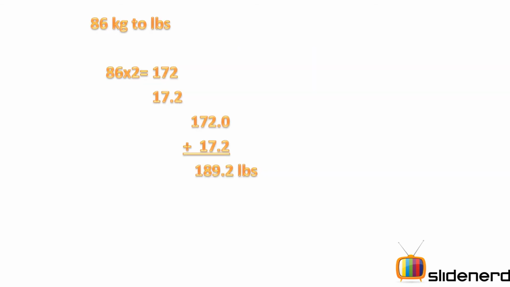86 kg is to be converted into pounds. So the first step is 86 times 2, that is 172. Next step is to shift a decimal place from the units place, that is 17.2. Next, you add 172 to 17.2, and what you get is 189.2 pounds. So 86 kgs is equal to 189.2 pounds.